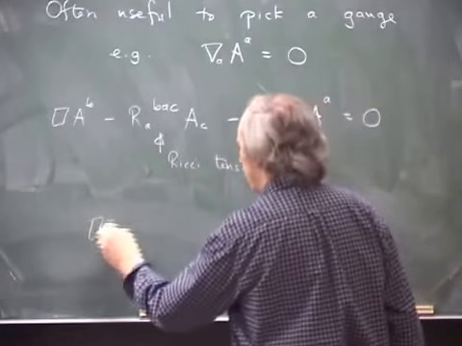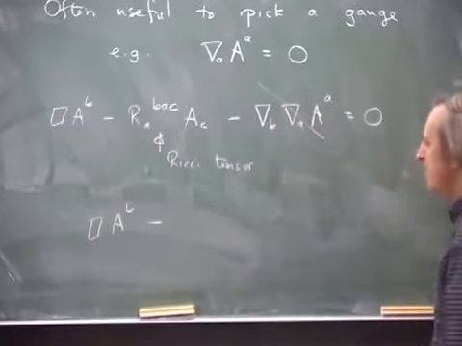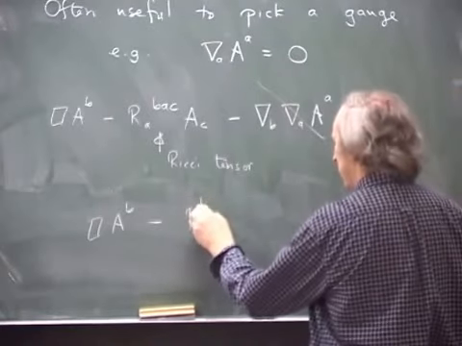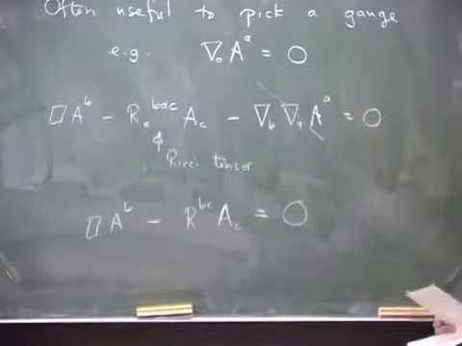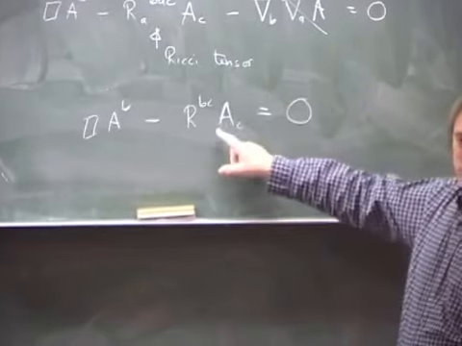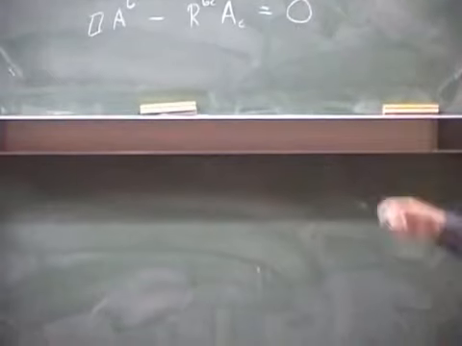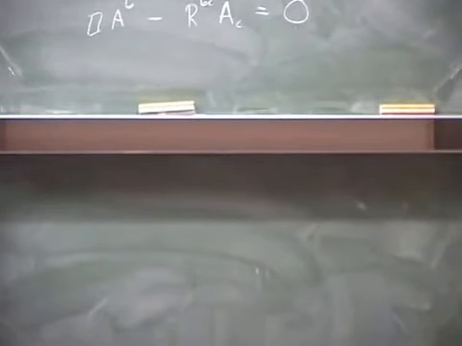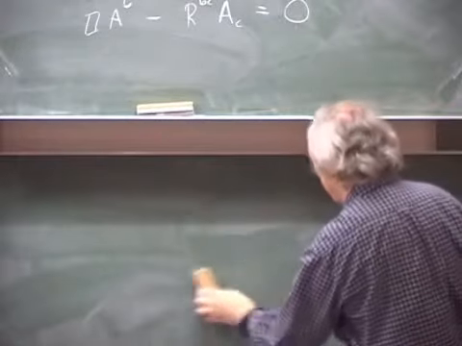So the wave equation is box A_b minus the Ricci tensor R_bc A^c equals 0. If you were going to guess what the wave equation is, the chances are you'd forget this term. It's not what you'd expect. Or at least it wasn't what I expected when I first saw it.